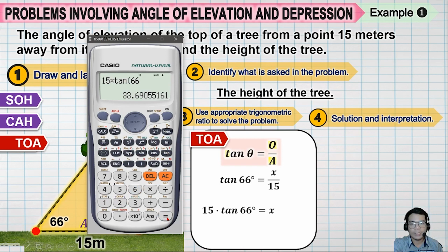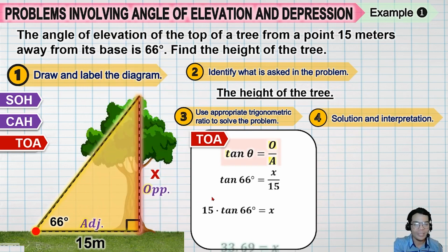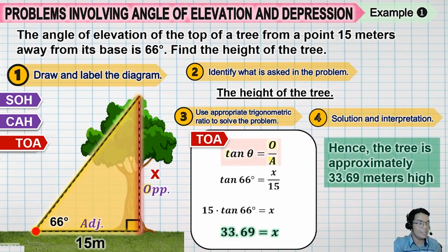And this is around just like your lesson last or your examples last Monday. We'll be dealing with answers in 2 decimal places lang. So you round it off to 2 decimal places or to the hundredths place. Okay, the answer will be 33.69. And that's gonna be the value of x. Now, ano ba yung nire-represent ng value ng x na yan? That's gonna be the height of the tree. So our answer will be the tree is approximately 33.69 meters high. Gets po?